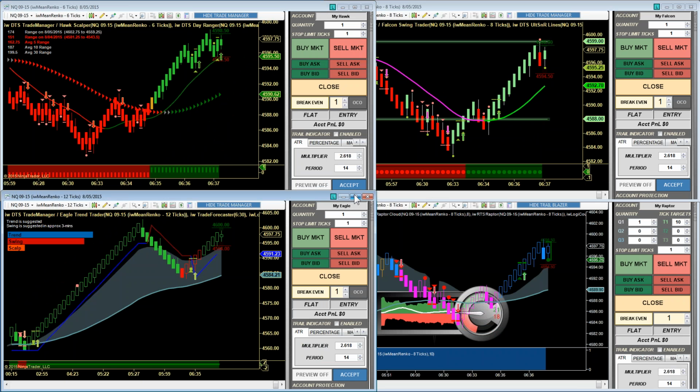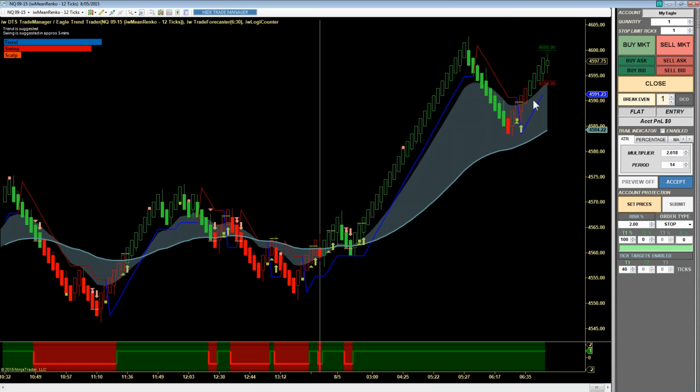The Eagle Trend Trader, let's take a look at this. The Eagle Trend Trader uses this band through here to give you your directional bias. So here the band is bullish. We call this the soft edge. We call this the hard edge. So when the soft edge is above the hard edge, we're looking to buy.